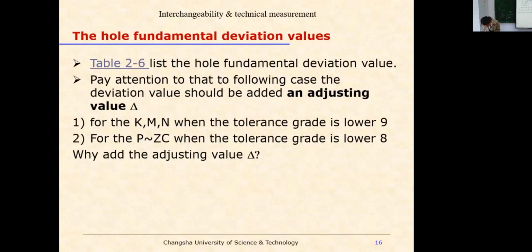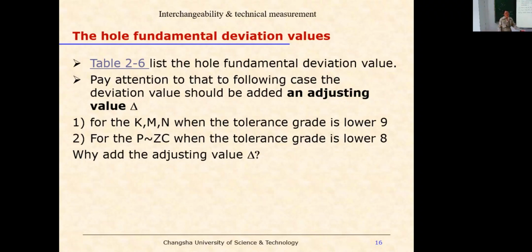And M is the same, N is the same. For P to ZC, when the tolerance grade is smaller or equal to 7, the value for standard grades above IT7 increases by delta. Right? But actually, in the K column, I didn't see this information.